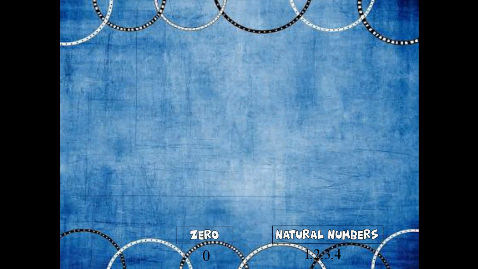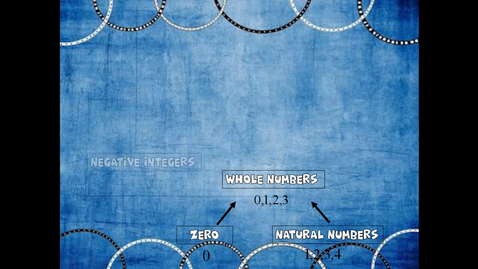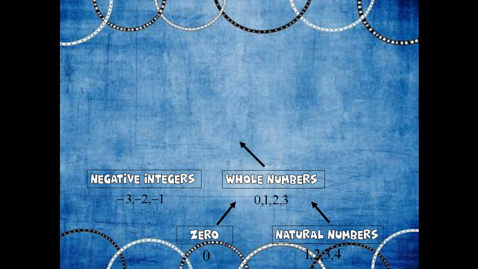Natural numbers and zero belong to the class of whole numbers, and since it is a combination of both, it looks like this. Beside the whole numbers are the negative integers. Negative integers look like this. As you can see, whole numbers are all positive, and that's why they can also be called positive integers. Whole numbers and negative integers belong to the class of integers, and as well, it is a combination of both, so it looks like this.